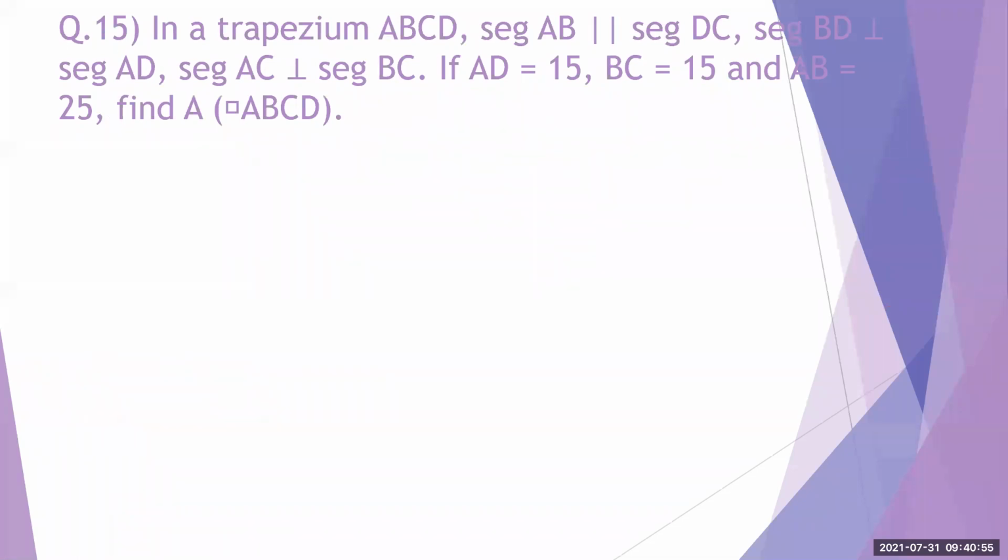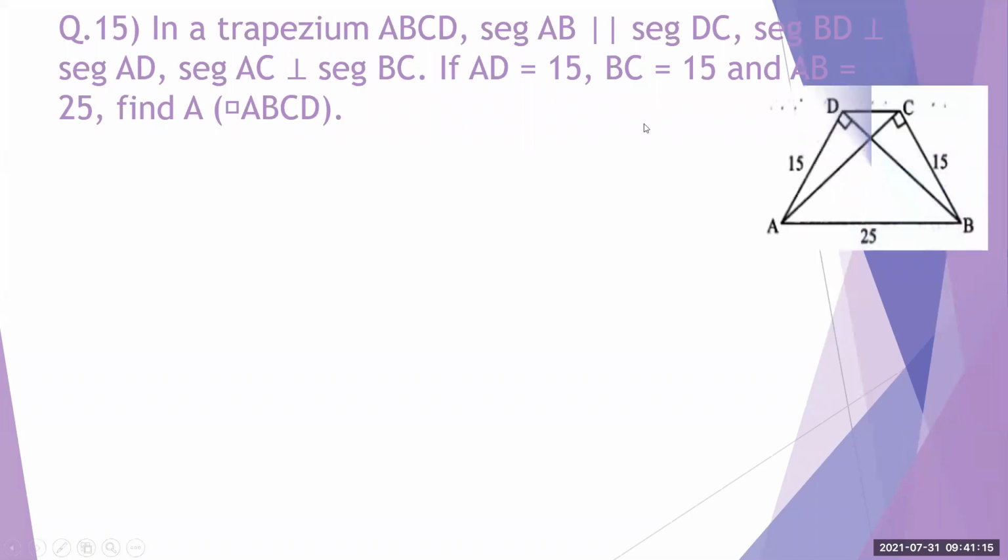Trapezium. One trapezium is given to us in which segments AB and DC are parallel. BD is perpendicular to AD. AC is perpendicular to BC. The measurements of AD and BC are given to us, which are equal to 15. The measurement of AB is also given to us as 25, and we have to find the area of this trapezium ABCD. अब trapezium मतलब क्या बच्चों?